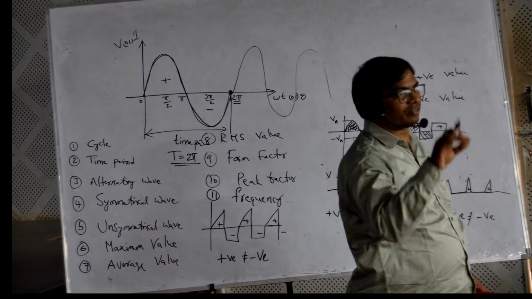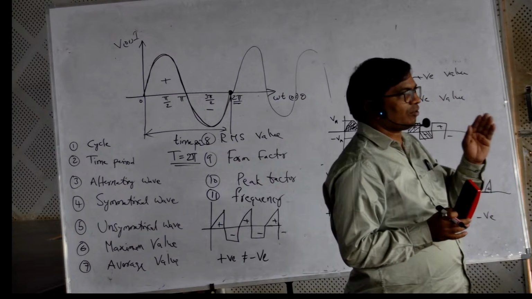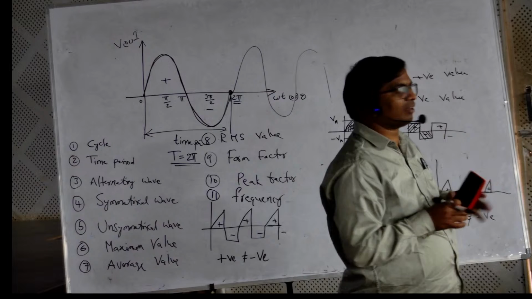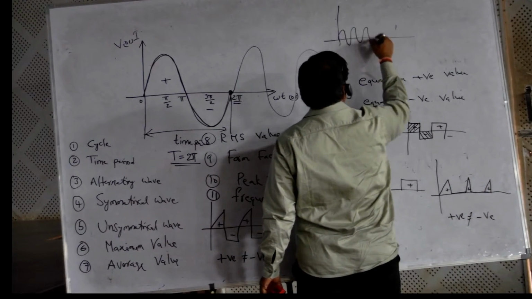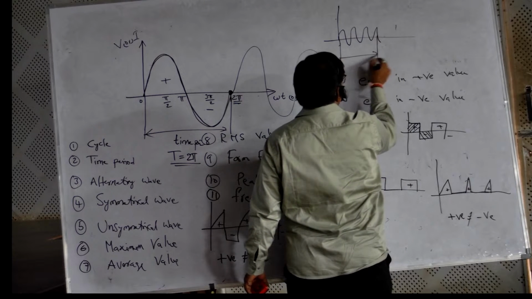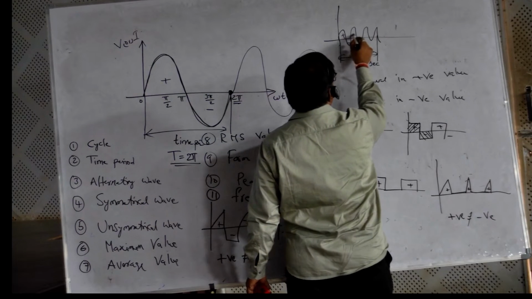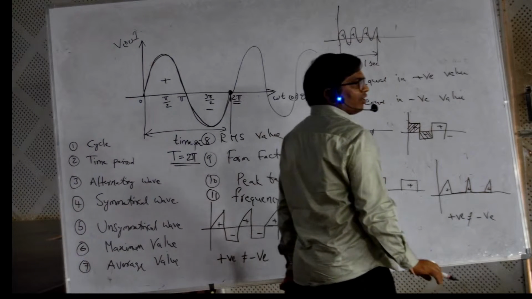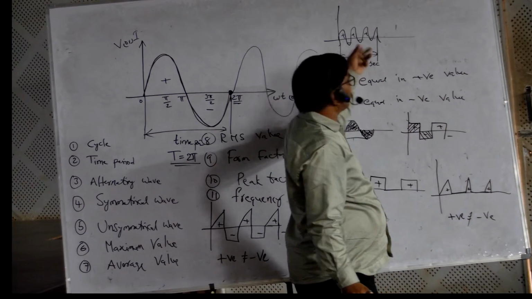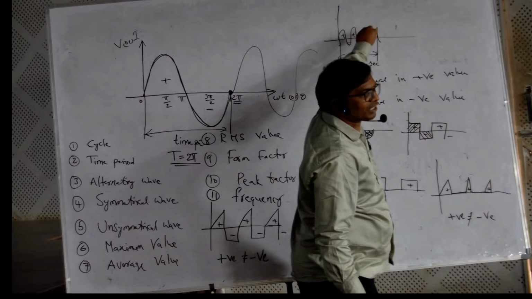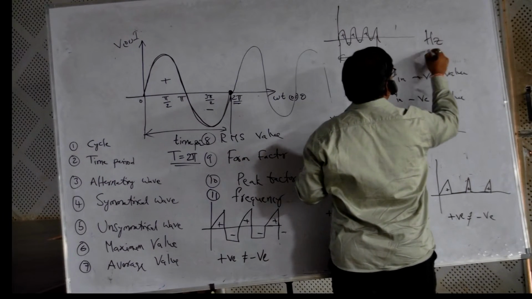Number of cycles per second means, for example, you take 1 second of time. How many cycles is it completing in 1 second? For example, you can take the time as 1 second. How many cycles? 1, 2, 3. So how many cycles are we completing in 1 second? 5 cycles. So what is the frequency? 5 Hz. So frequency is measured in Hz.